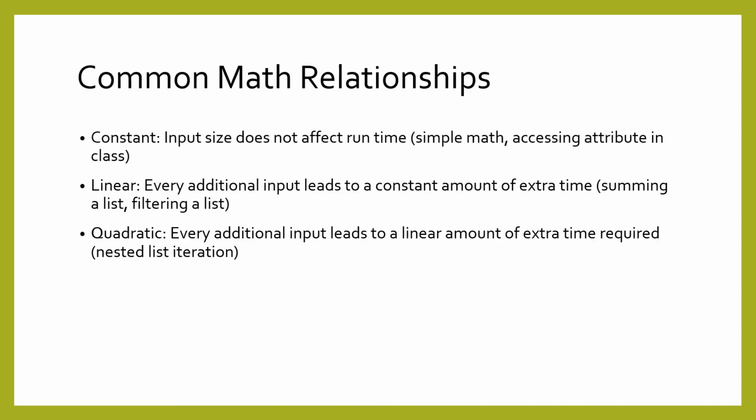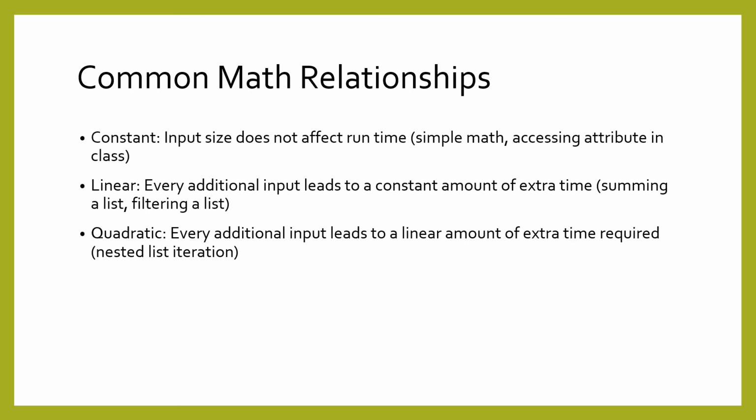In general, we will start off with 3 basic relationships. There are many other kinds of relationships, one for each possible line you could see on a graph. But for now, we want you to master these 3. The first is a constant relationship, which is when there is no relationship at all between the size of the input and how long the program takes to run. This is common for simple mathematics, accessing attributes in classes, and the actual step of starting a function call. The next relationship is linear, where every additional input requires another single unit of time. This happens easily with list operations, such as summing or filtering a list.